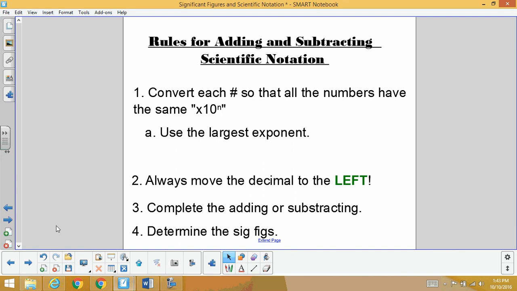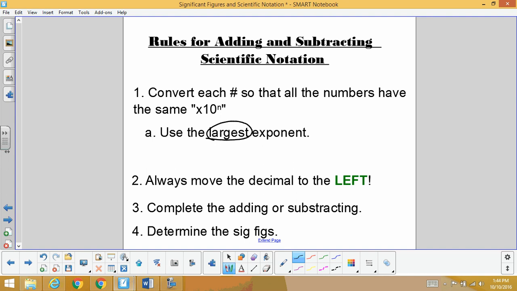When we're adding and subtracting numbers that are in scientific notation, first we convert each number so that all the numbers have the same exponent, so times 10 to the nth. The key is going to use the largest exponent. Always move the decimal to the left. Complete the adding and subtracting and determine sig figs.